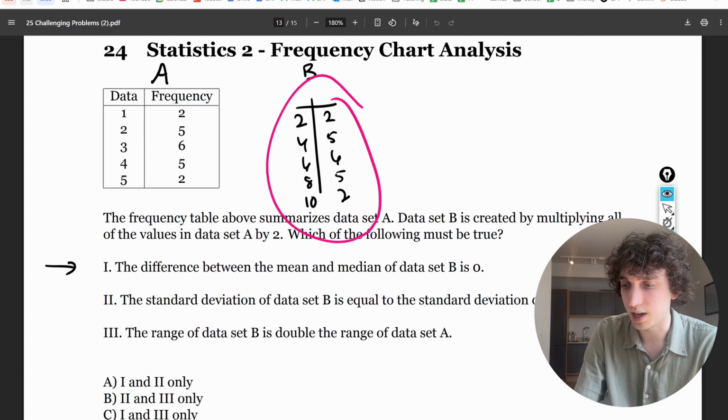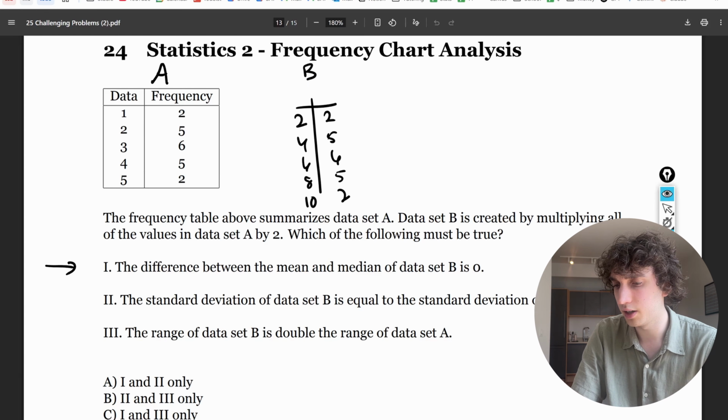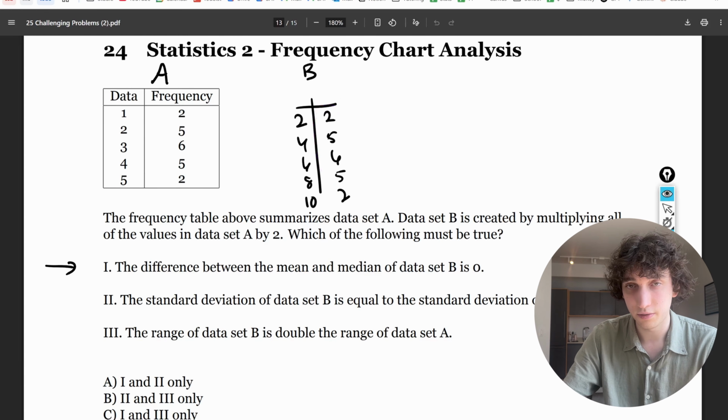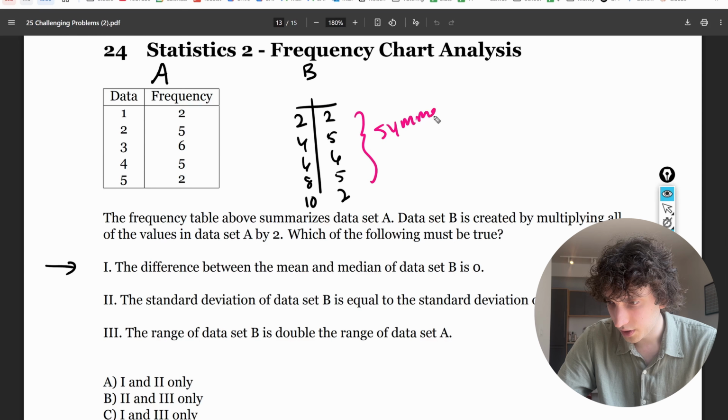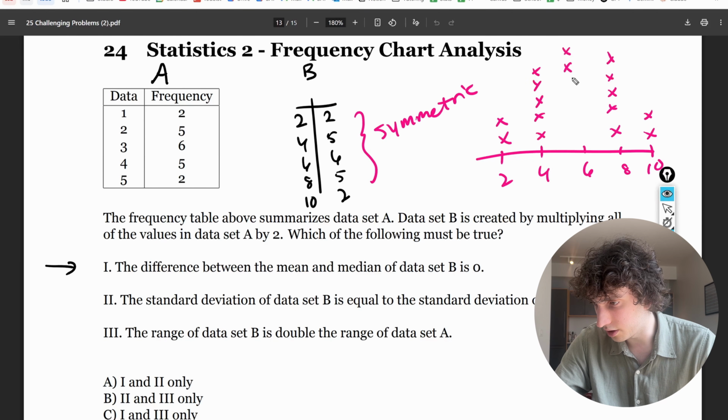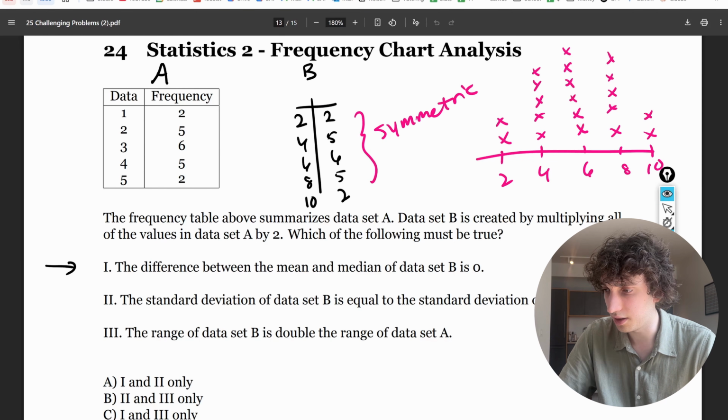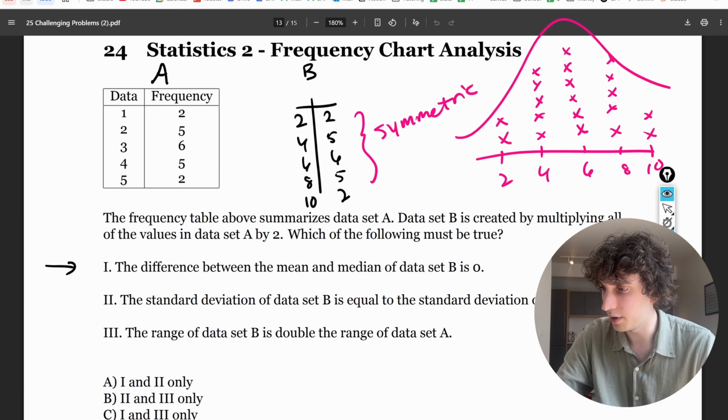Don't do that. It's just time consuming to actually compute the mean and median of this. The frequencies 2, 5, 6, 5, 2 are perfectly symmetric. We can think about this graphically. A frequency chart as a table would look like this. And this is perfectly symmetric.